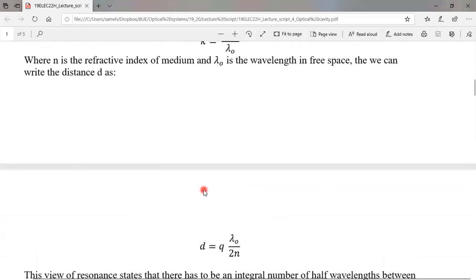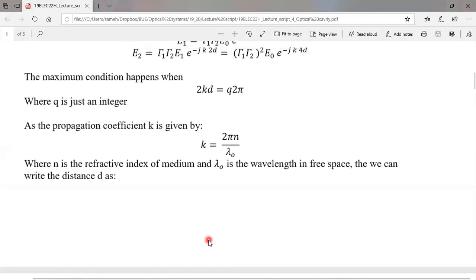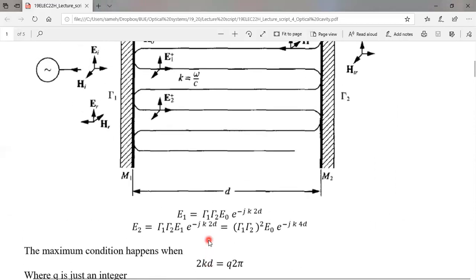That this is a condition. You can ask yourself a question here: why are you interested in d, or what is d? Let's remember, d is the distance between the two borders of the cavity. Why am I interested in d? Because d is a design parameter. You can tune d in order to get the maximum condition.